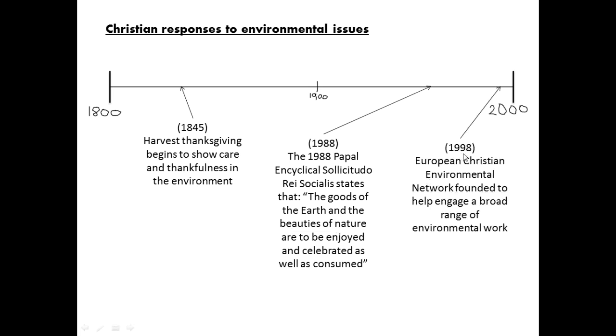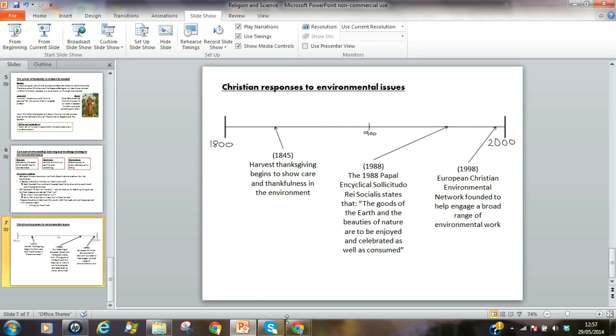And in 1998, final point, and the final point of this slide as a whole, we've got the European Christian Environmental Network. You can quote this in the exam as the ECEN. In 1998, this was founded to help engage a broad range of environmental work, a wider range of caring for the environment.